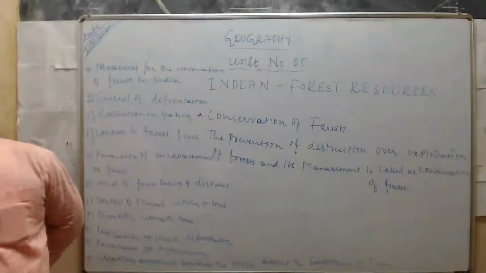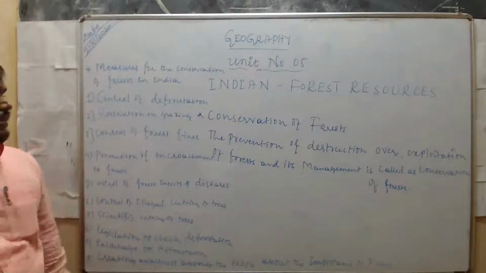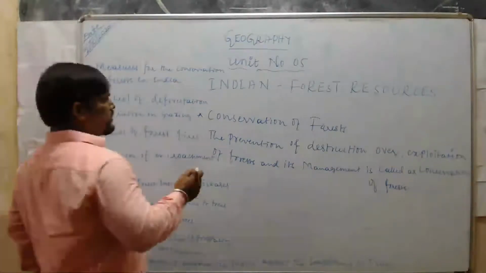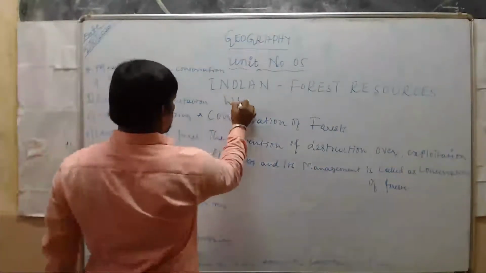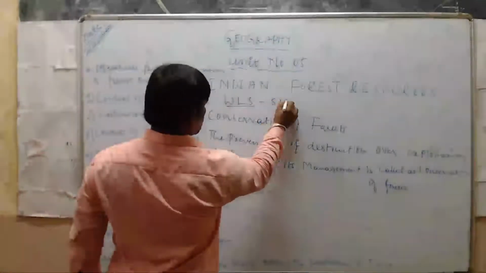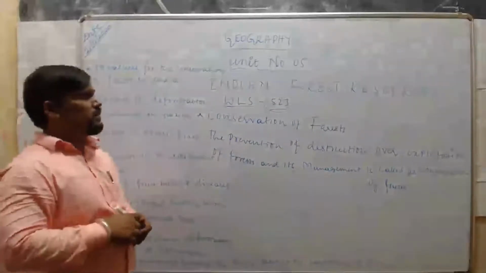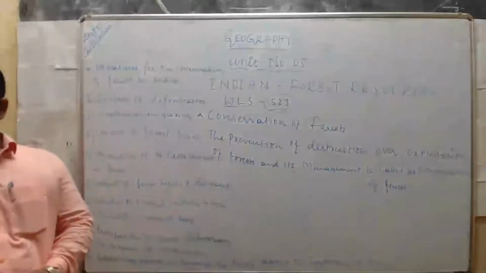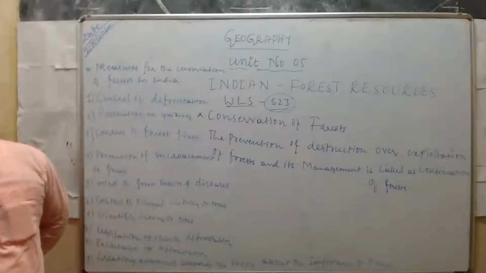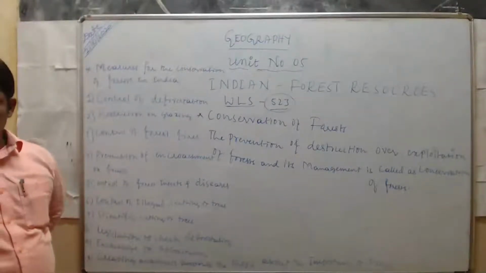There are about 523 wildlife sanctuaries in India. It's very important. How many wildlife sanctuaries are there in India? 523 wildlife sanctuaries are there. The important wildlife sanctuaries are as follows.